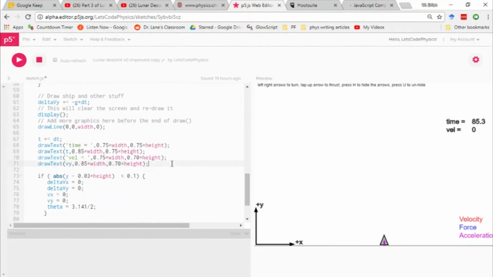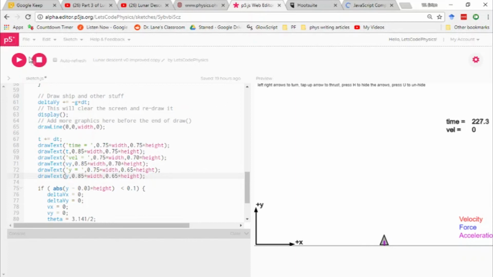So let's actually give another indicator here of what our height is, because I don't have an intuitive sense of what the height is on this scale. So I now want this to be y. I need to move this down another notch. I moved this down by 0.05, so let's move this down to 0.65, and we're going to display y. All right, so show me where I'm reaching each of these.